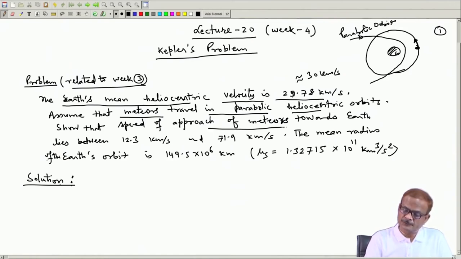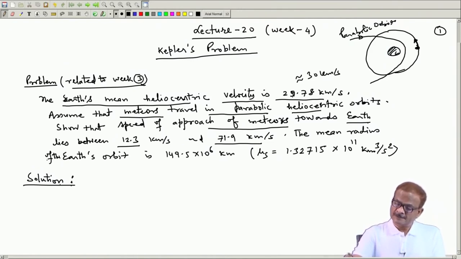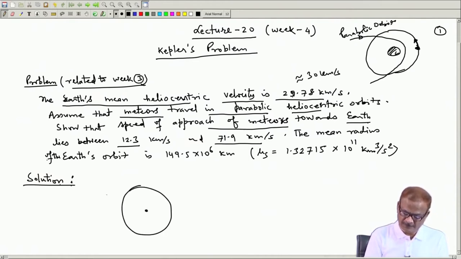So, that the speed of approach of meteors toward the Earth lies between 12.3 kilometers per second and 71.9 kilometers per second. Let us say this is the orbit of the Earth and your meteor is coming about this orbit, coming like this and going like this, in a parabolic orbit, and Earth is moving in this orbit. Once they come here, at this point, if the trajectory is such that it is going to hit the Earth, its velocity will be 71.9 kilometers per second, if it is coming from this direction.